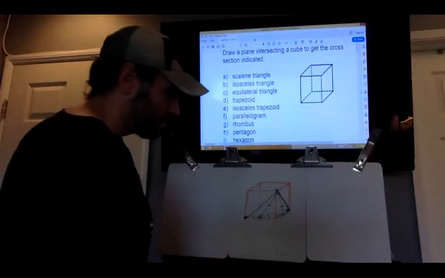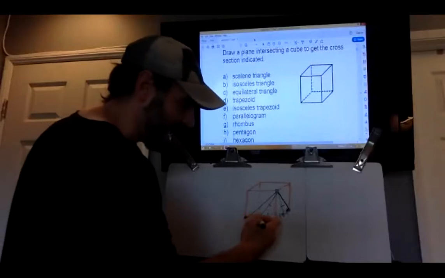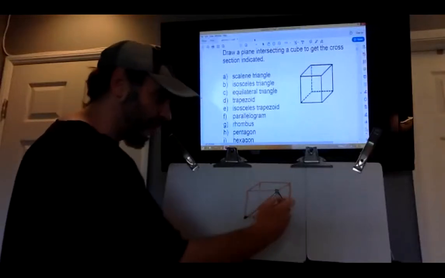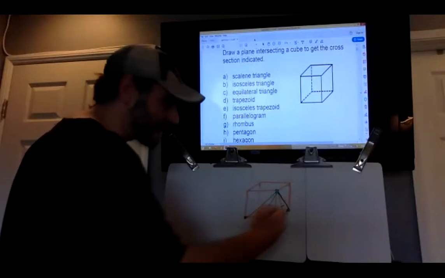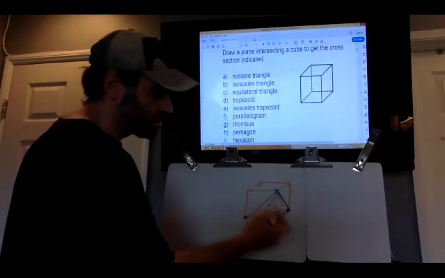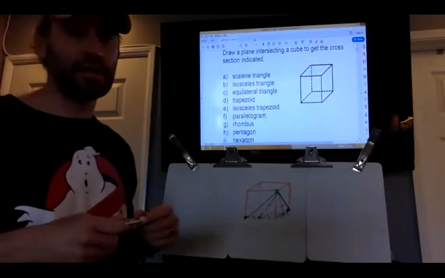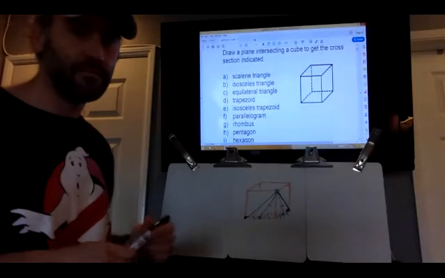Then the bottom is the diagonal of one of the square faces. This side, the left side of the black triangle that I'm making, is a diagonal of one of the squares. And so is this one. So they're all going to be the same length. So then that gets you your equilateral triangle.